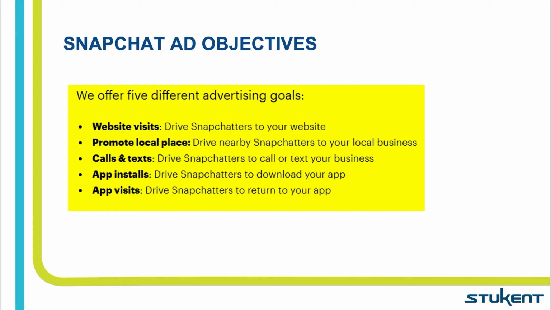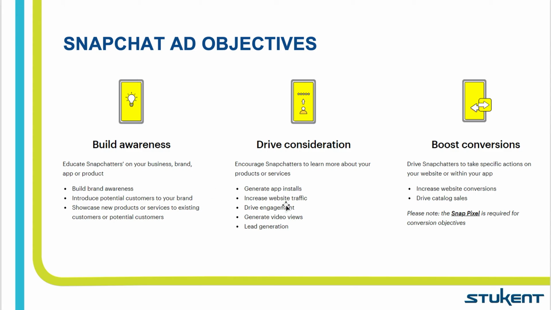You want to get them to install your app. So if you're an app-based business, you want to get them to install your app, and you want app visits. So you want them to know where you are, go to you, find you, download you, and click on you. Now, ad objectives is to build awareness, drive consideration, and boost conversion. So you want to take people from interested to following to buying. Okay, and that can take some time, so you have to stay in front of them.